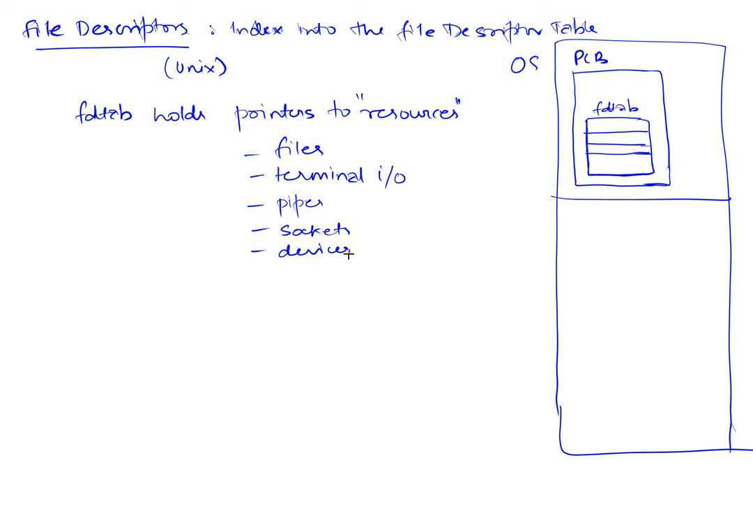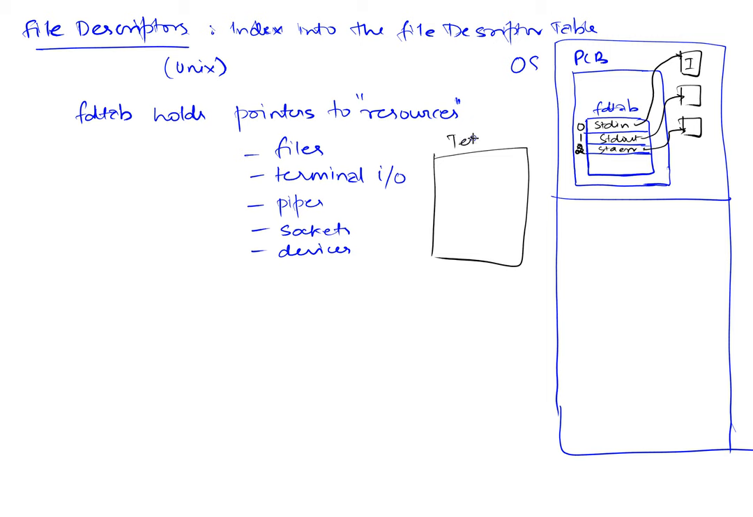So every process, when it first starts, is given access to three resources: its standard in, its standard out, and its standard error, which means that there are resources within the operating system. I'm going to draw them here for now. There are resources within the operating system that are the input, the output, and the standard error for this process. For example, if I were working in an external terminal with a shell in this terminal, the input is the std in, the output is std out, and the std error is in this case the same thing as the terminal.